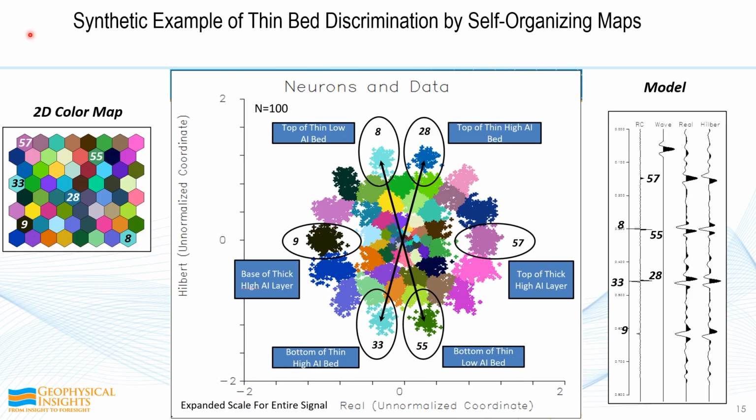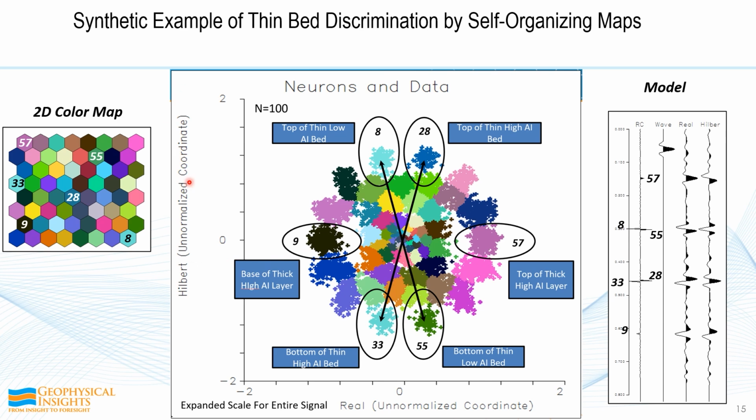Now coming back to our original model, where we've put the neuron numbers alongside the trace here, you can see each of the neurons that has been used to identify the clusters which correspond to the actual events in the seismic data. So you can see here along the 0 axis, event 9, which is our trough event, and event 57, which is our positive peak.